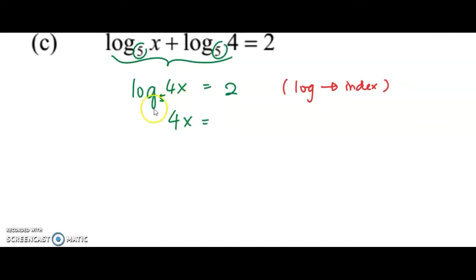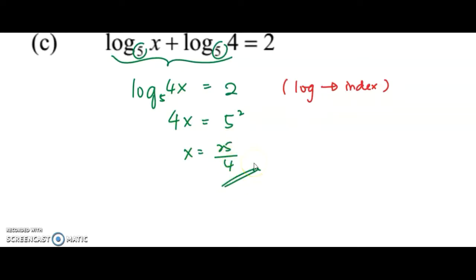That is 4x equals to 5 power of 2. This is the base. So when you change it to the index form, the base of the index still will be the 5, same with the base at the log here. And this is the power of the base. This is the power, and this 4x is the content of the log, should be located here. And now you got x equals to 25 over 4.